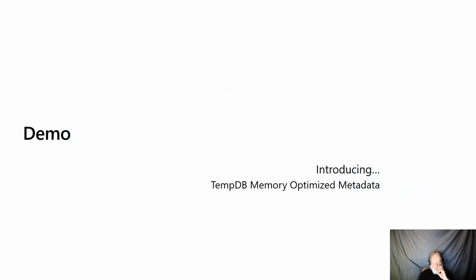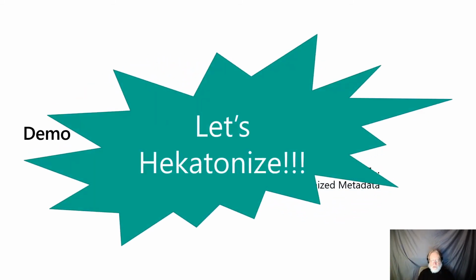So I'm going to do a demo here of TempDB memory optimized metadata. One of the other facets you should know about In-Memory OLTP is that tables can be either durable or non-durable. If you have a non-durable table, all of the same guarantees and processing take place, but nothing is put out to disk. And that's what we're using in TempDB, because there's no reason to persist it. It's TempDB. So let's hekatonize TempDB.